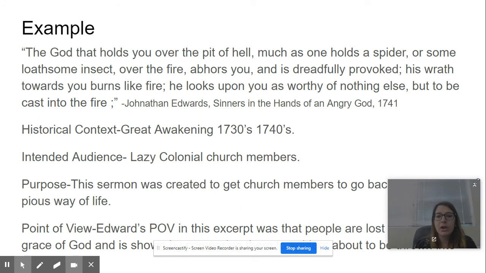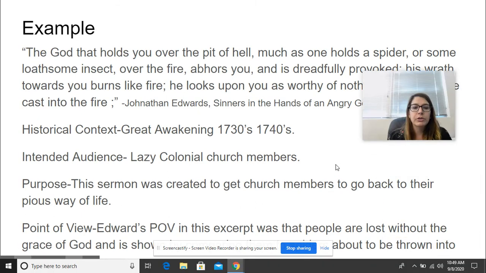This is always the hardest part here. Edwards' point of view is that the people are lost without the grace of God, right? He is, from the point of view of one of these Great Awakening pastors, moving towards this: if you don't turn to God, it's hell for you, right? Kind of these hellfire and brimstone ideas. And so that's an example of what a HIPP will look like. Notice that these aren't super long explanations. I would get into the habit, though, of making them into sentences.